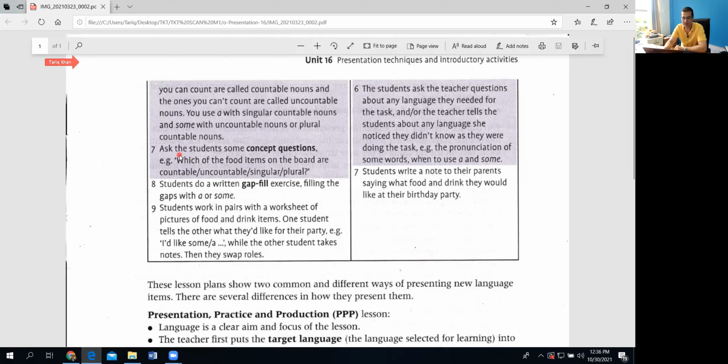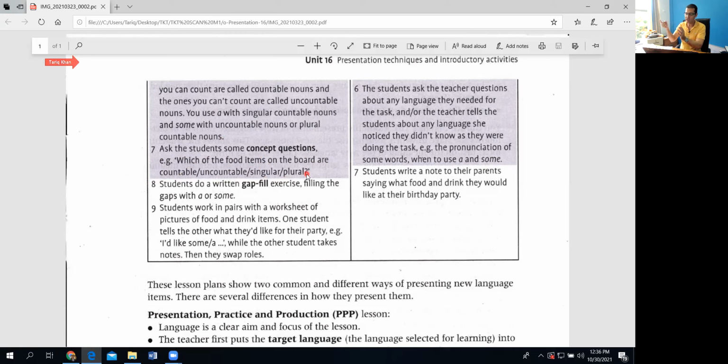Number 7, ask the students some concept questions. Now, what's a concept question? For example, which of the food items on the board are countable, uncountable, singular, or plural? Now, concept question, try to understand what it is. A concept question is about what you teach the student.